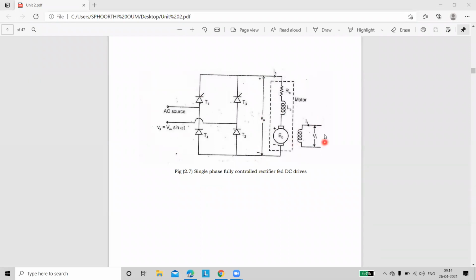Next, it is a separately excited motor, so we draw a field winding separately here. The corresponding current is the field current If and the corresponding voltage is Vf. Here you have to provide a field supply also. So this is the circuit construction. Next, you have to explain the circuit operation also.